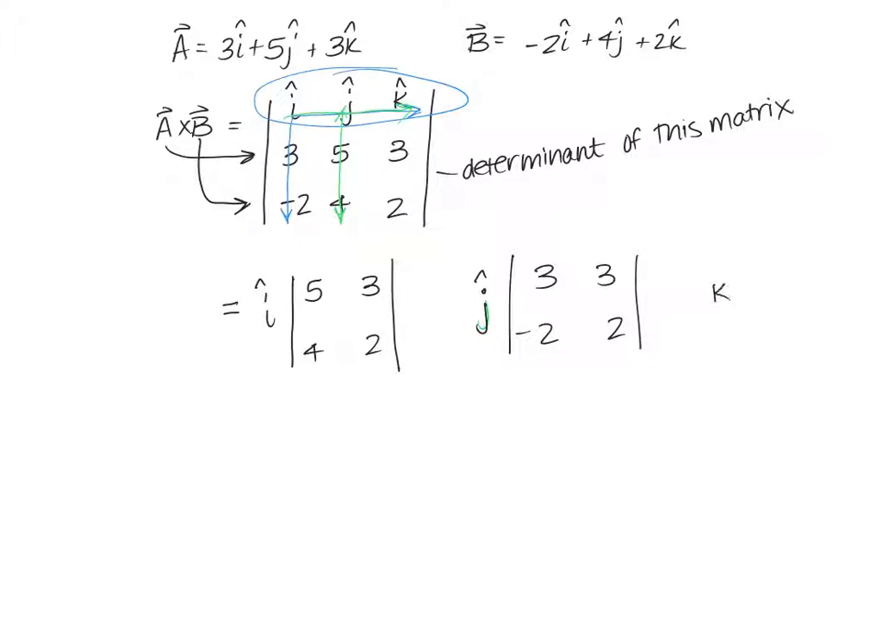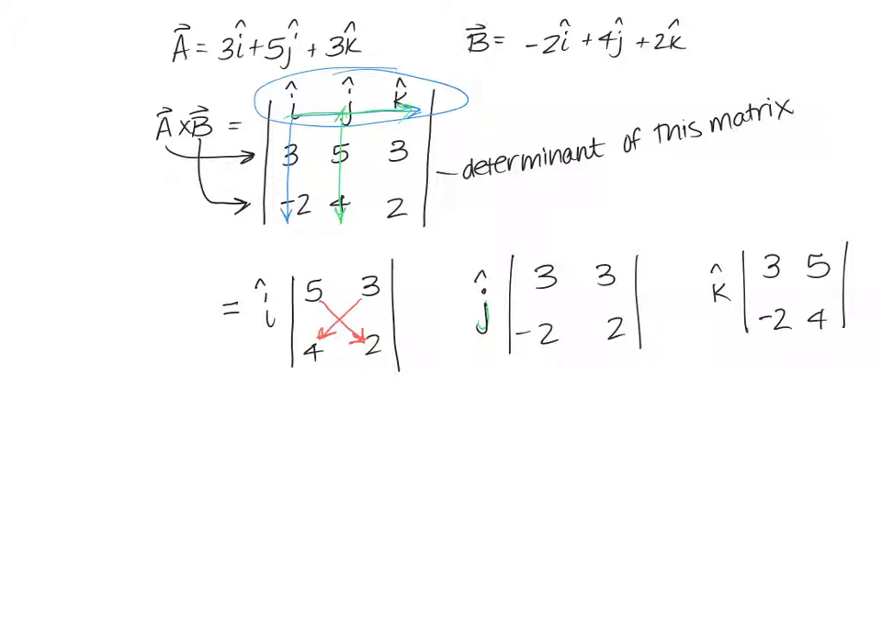And hopefully you can see what we're going to do with k. We eliminate the row and column that k is in, and the remaining 4 numbers are our 2 by 2 matrix. So it's 3, 5, minus 2, and 4. And so remember that finding the determinant of a 2 by 2 matrix is easy. We multiply the numbers going diagonal like this, and then we subtract the diagonal product in the opposite direction.